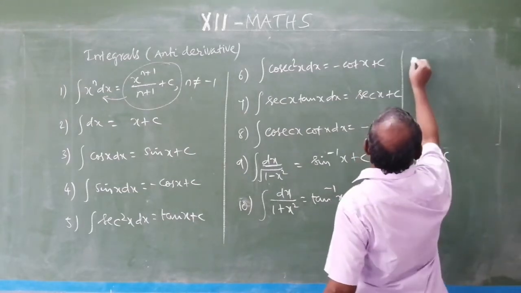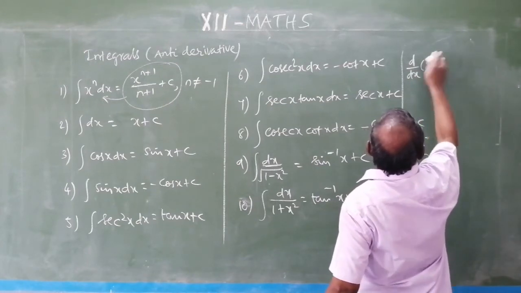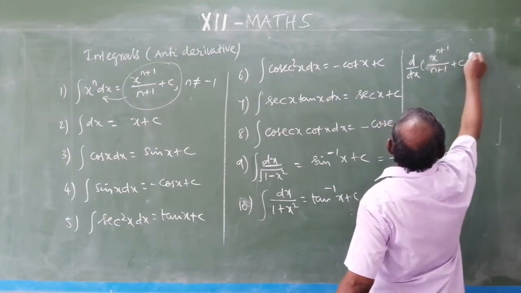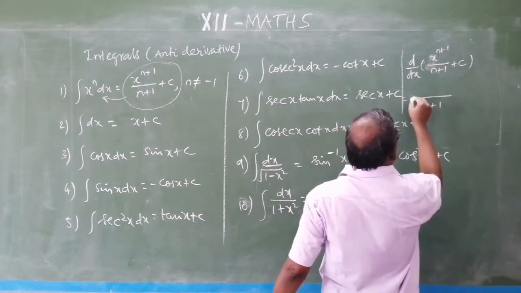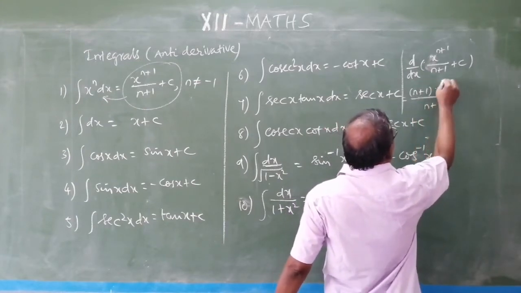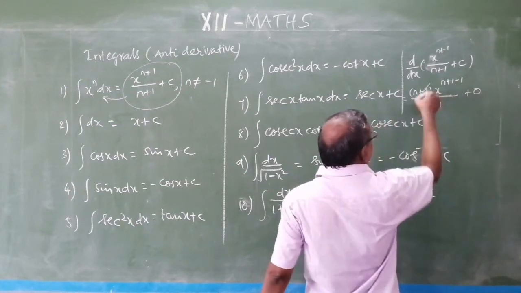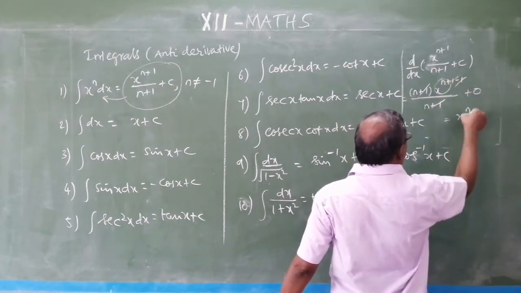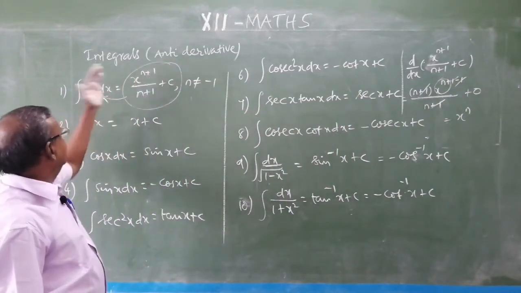Differentiating d by dx of x power n plus 1 divided by n plus 1 plus c, the denominator constant comes as it is, that is n plus 1. The numerator, based on the power rule, is n into x power n minus 1, and plus c becomes 0. So these are all cancelled, plus 1 minus 1 cancel, and we get the result equal to x power n. So, when we differentiate the RHS, we get the LHS.